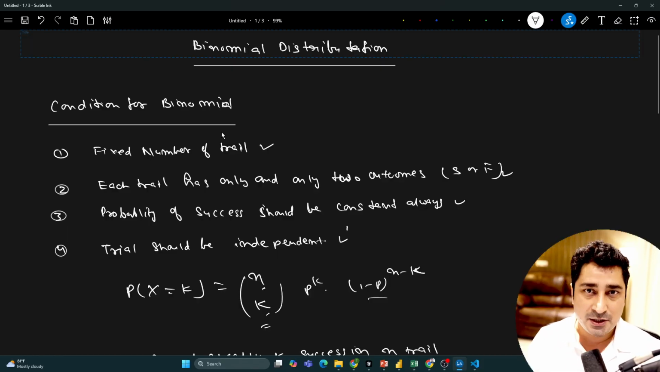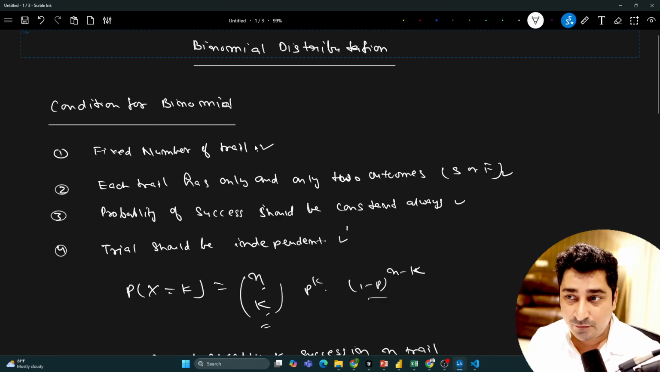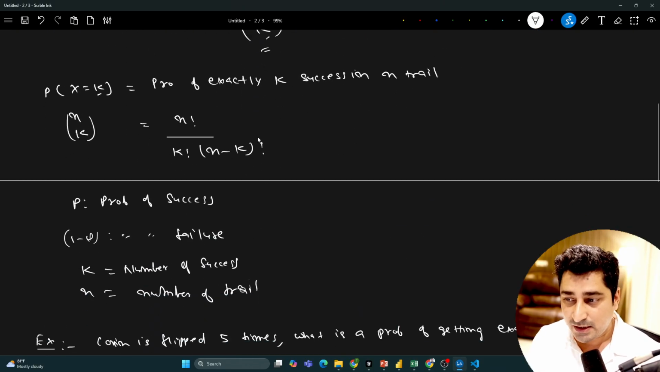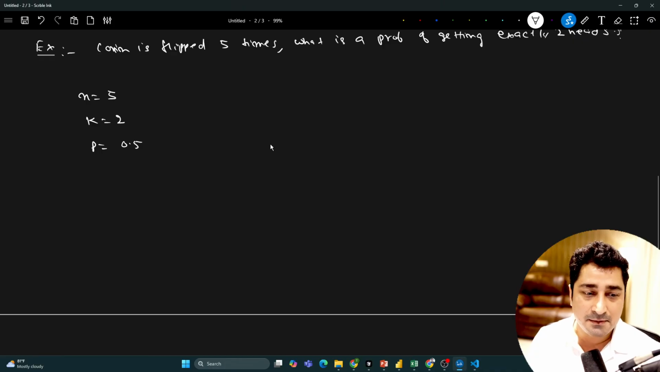Every time I flip the coin, obviously the first trial is not dependent on the second one or vice versa, right? So obviously we have independent trials. So it is going to fall under these 4 conditions, and it is able to fulfill all these 4 conditions. And we have n, k and p over here.